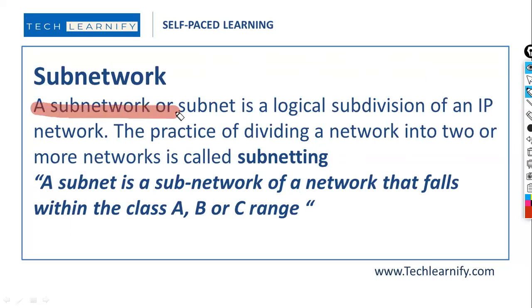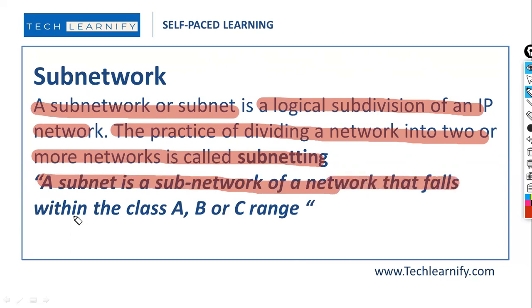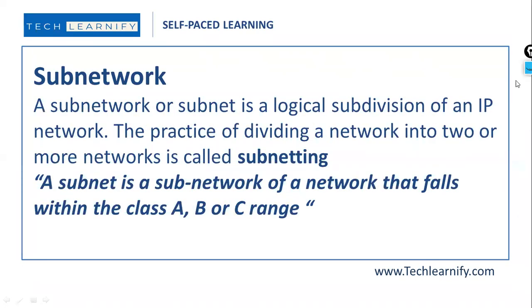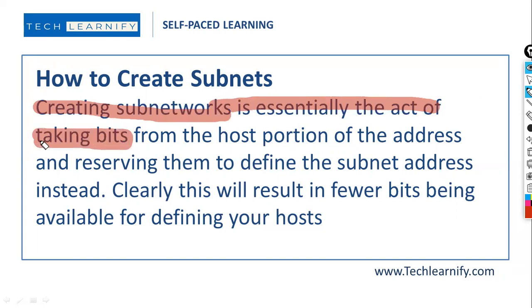So now you understand a subnetwork or subnet is a logical subdivision of an IP network. The practice of dividing a network into two or more networks is called subnetting. A subnet is a subnetwork of a network that falls within the class A, B, or C range. And if I go to the next slide, how to create subnets. Creating subnetworks is essentially the act of borrowing bits. Borrowing bits from where? From the host portion of the address.